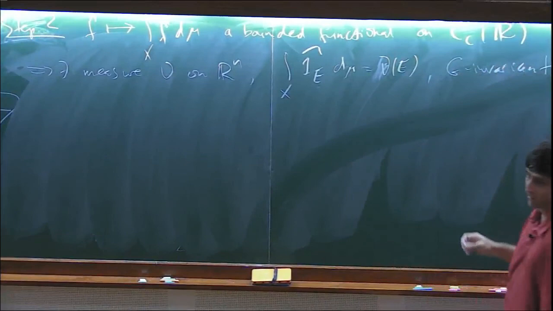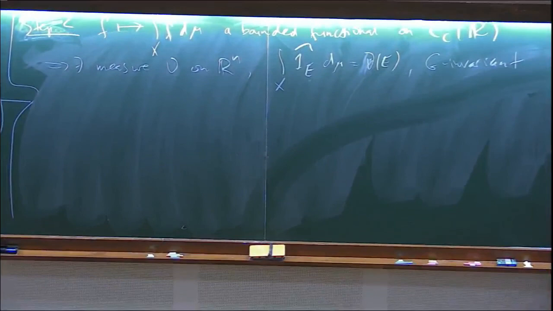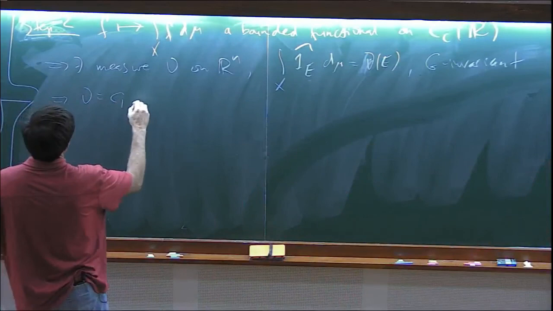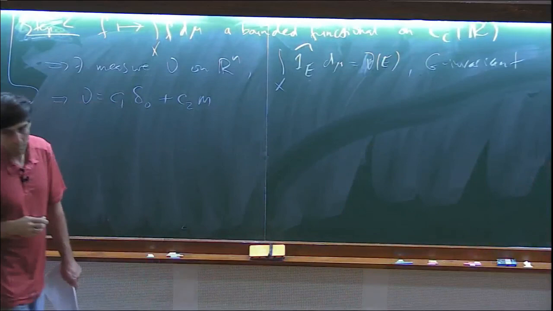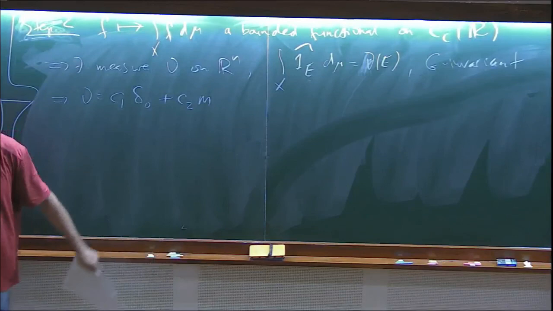So we have a G invariant measure on Rn, and of course we know what they are. There are only two possibilities. Either it's stuck at zero or it's a Lebesgue measure on the whole space. So the conclusion is that nu is C1 times delta measure at zero plus C2 times m. And now you have to understand what C1 and C2 are. This is easy because you just take test functions and see what happens.